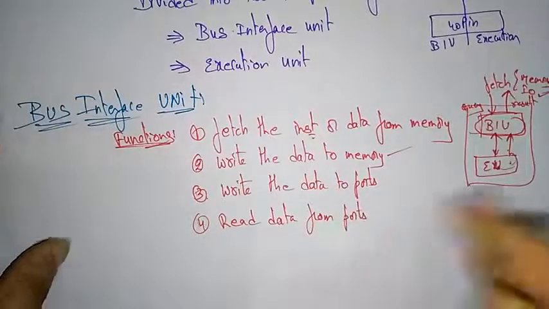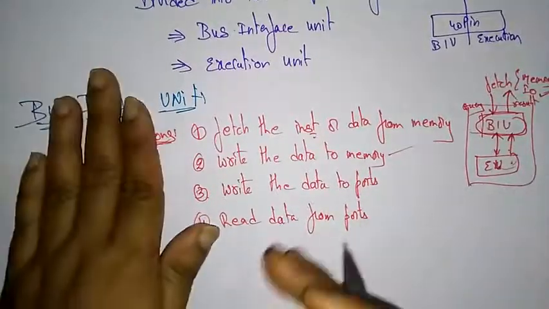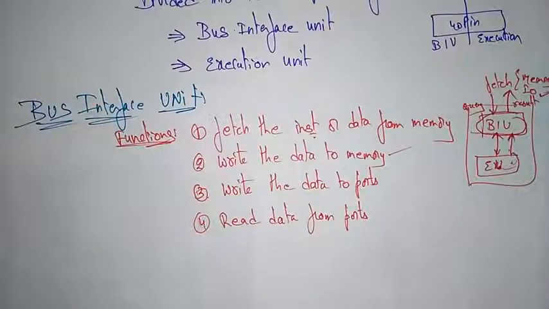This is simple information: the bus interface unit is always taking and giving, that's it. It fetches the data from memory. After that, it writes the data to memory, and also writes the data to input output ports, and it also reads the data from ports, meaning it fetches the data from ports and memory, and writes the data to ports and to memory.